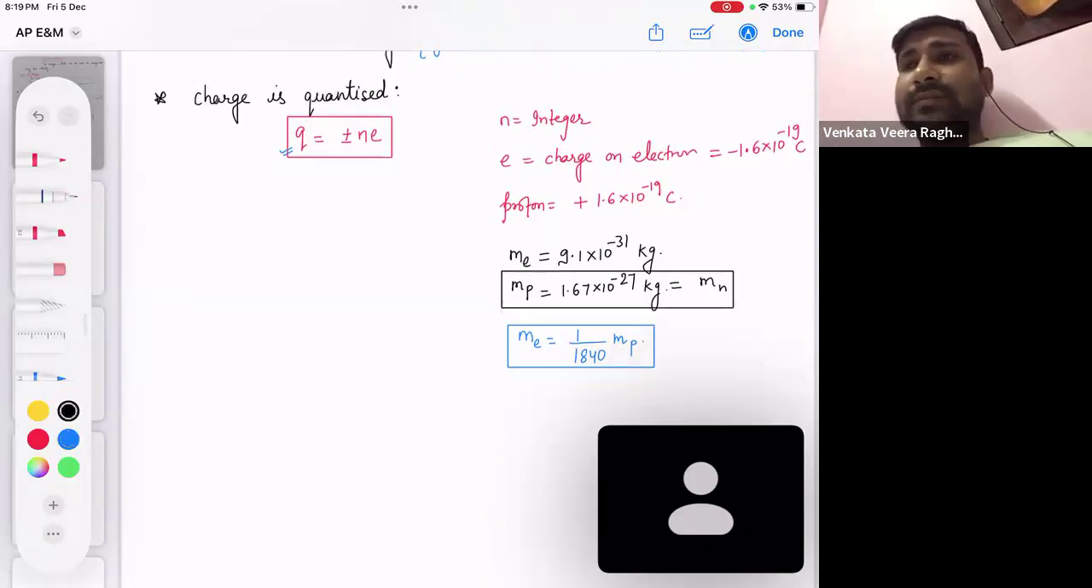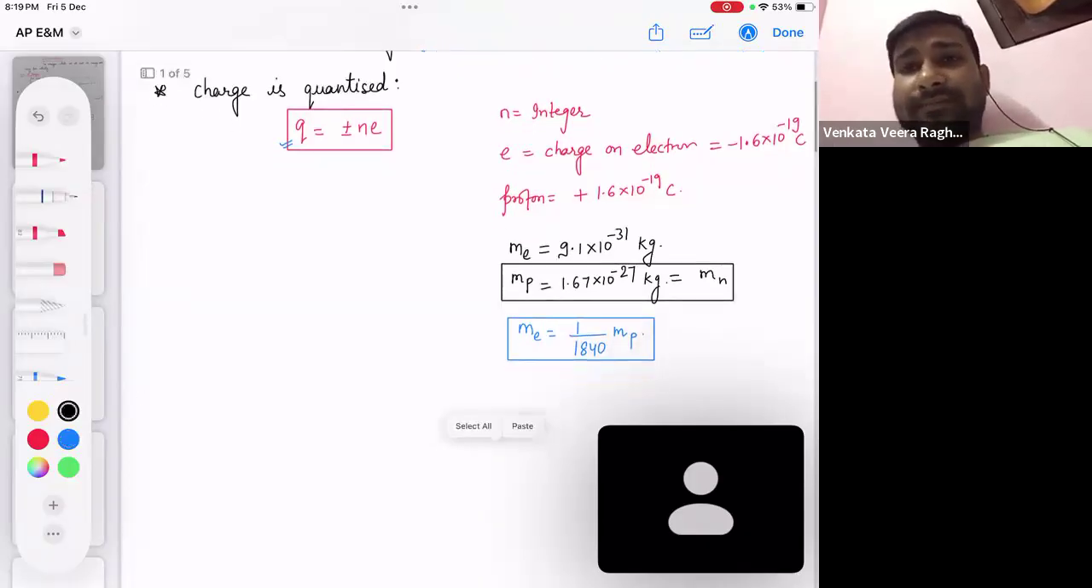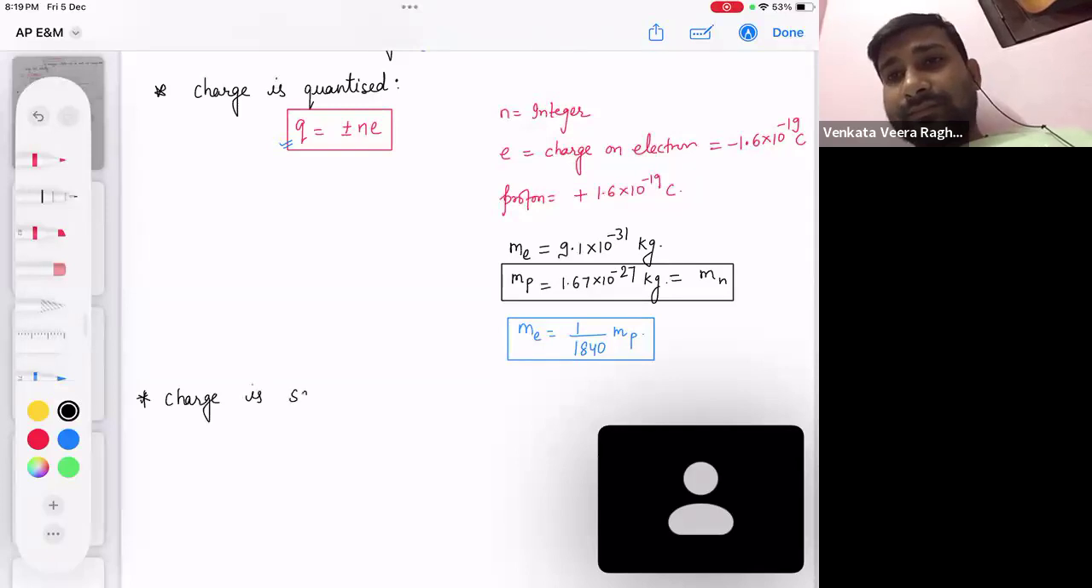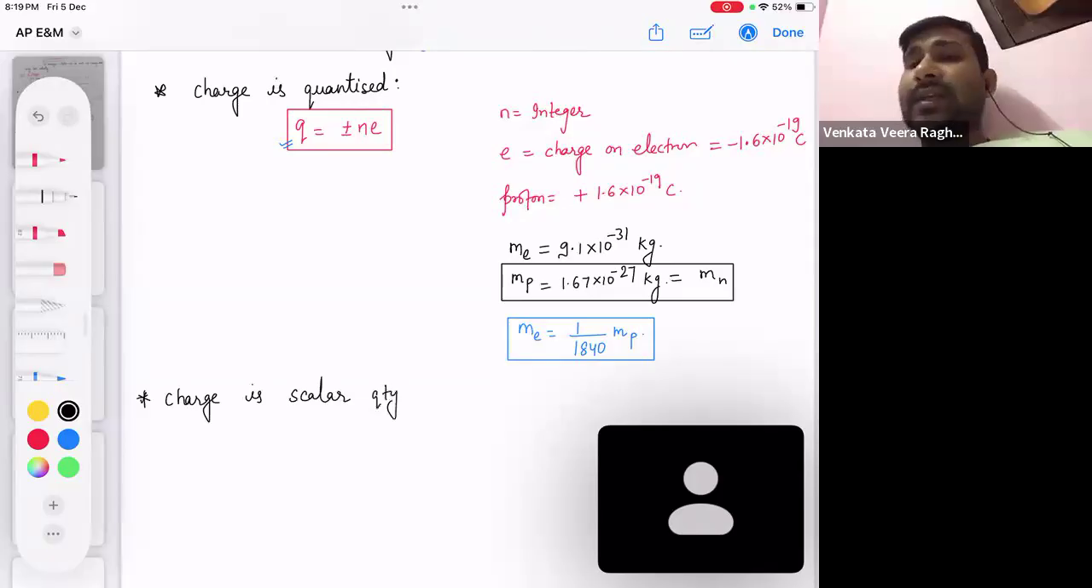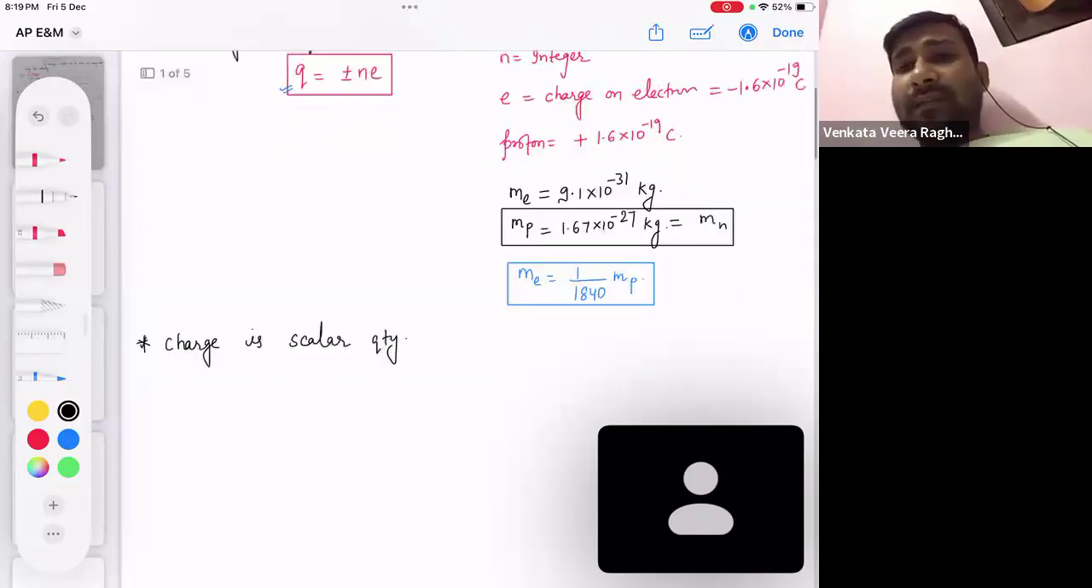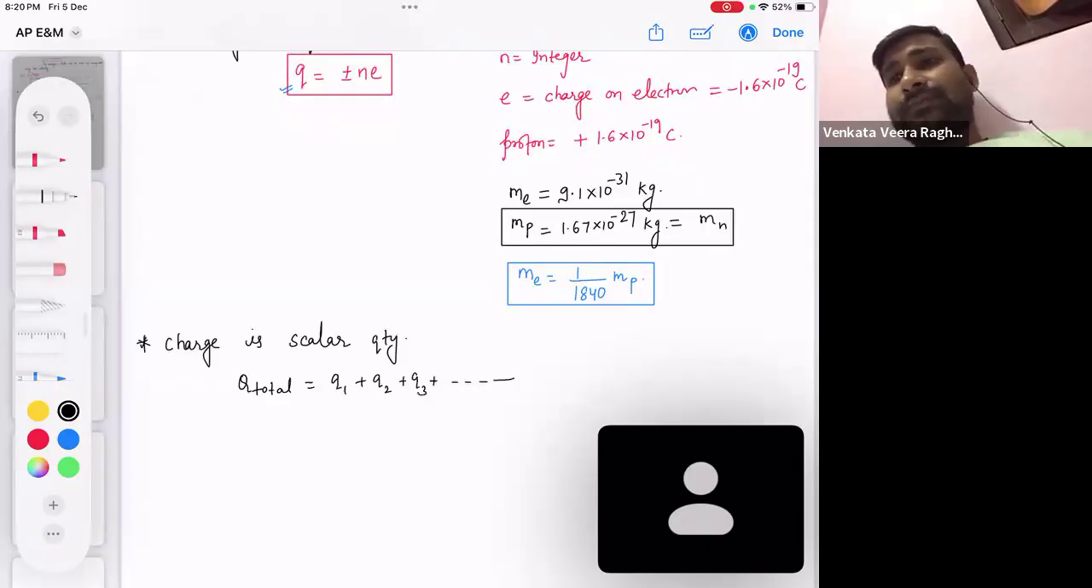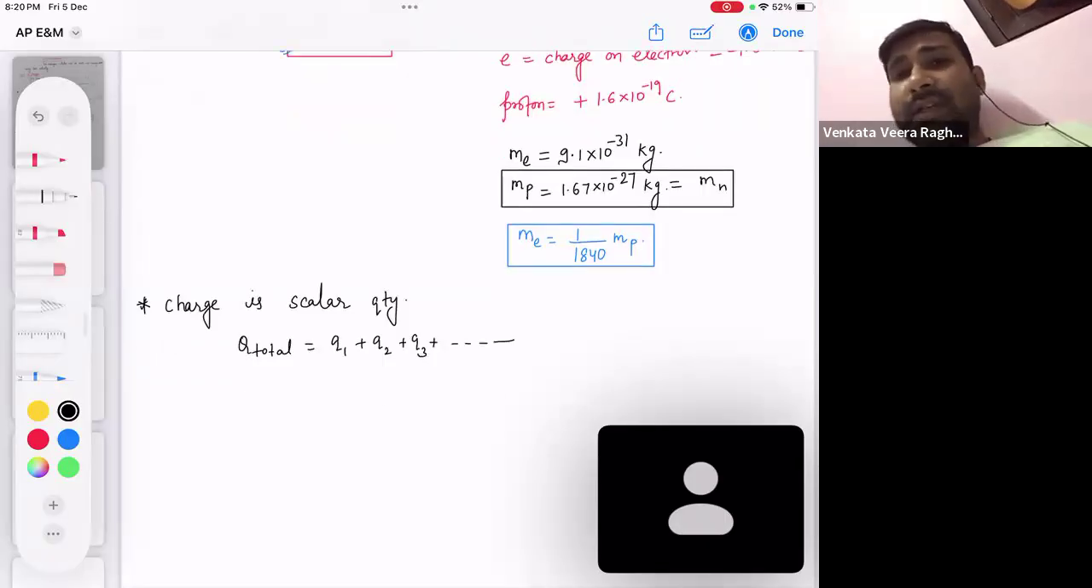Now, the second property we have, tell me, charge is what kind of quantity? Is it a scalar or vector? Yeah, charge is a scalar quantity. That means if I want to find out the total charge, I can write it as just the algebraic sum of the individual charges, isn't it?